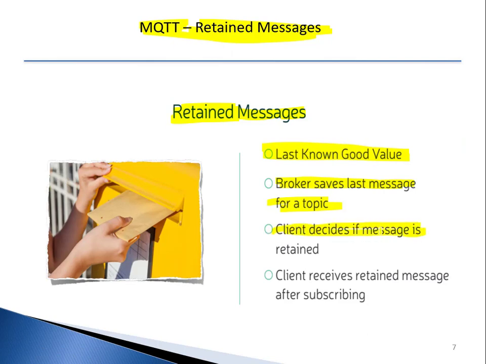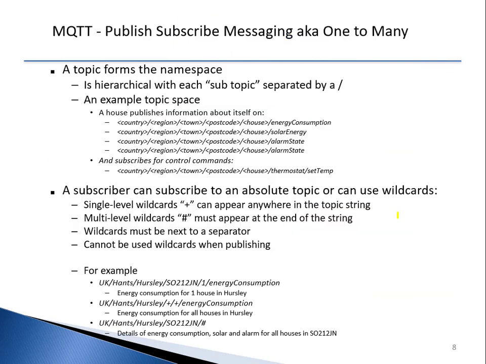So the client has the privilege to turn message retention on and off. The client receives the retained message after subscribing. Whatever is held at the broker, the client will receive once it subscribes to that particular channel. Then message retention is there. Again, MQTT is a publish and subscribe one-to-many protocol.